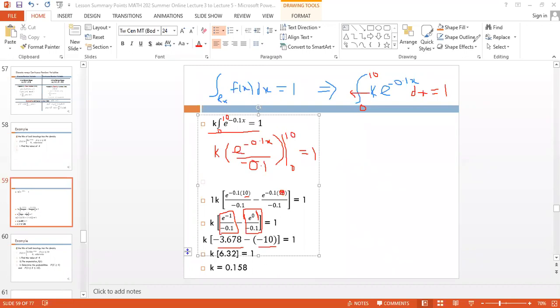Once we have that value, you make k the subject by dividing both sides by 6.32, which will give us k to be 0.158, which means that the probability distribution of the process is, we replace the k in the original function, so it will be 0.158 e raised to the power negative 0.1x, defined over the domain 0 is less than or equal to x, is less than or equal to 10.